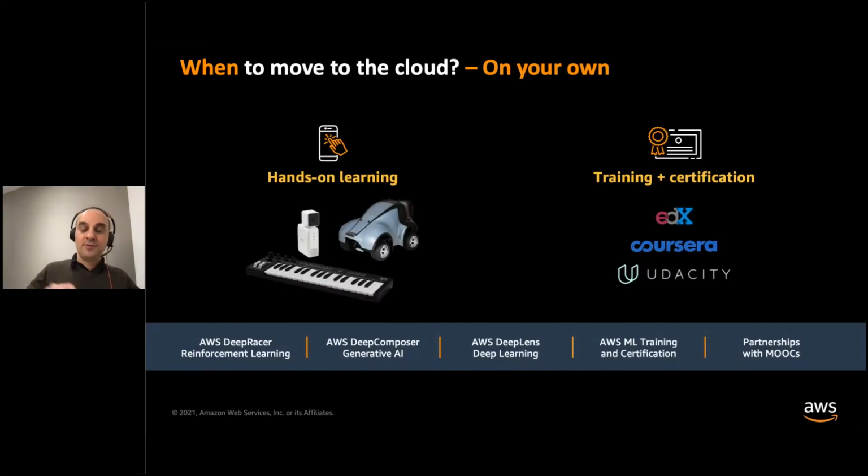But if you're having trouble getting that buy-in from your organization, start with yourself as well. On your own, there's so much that you can do. You have the hands-on training labs that are available online that you can take, either using the free tier or being part of some events that are available within AWS for you to get hands-on with the console without having those costs. And you can play around with things like DeepRacer and DeepLens and DeepComposer.